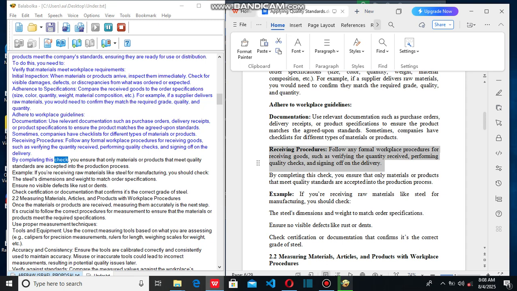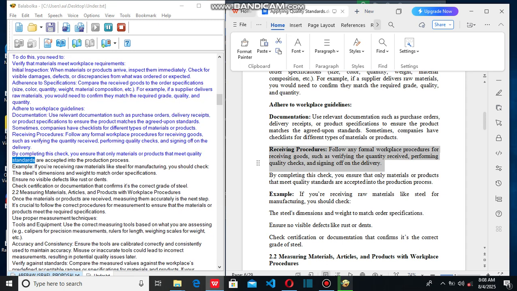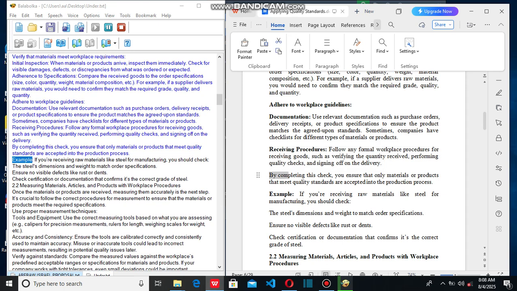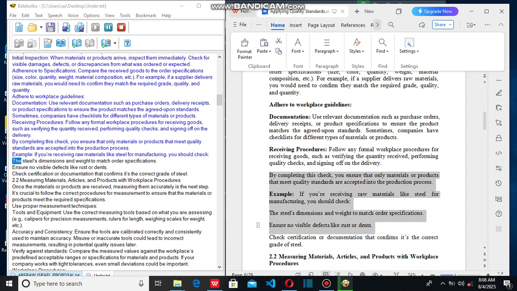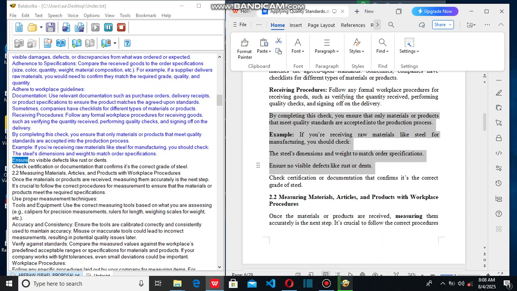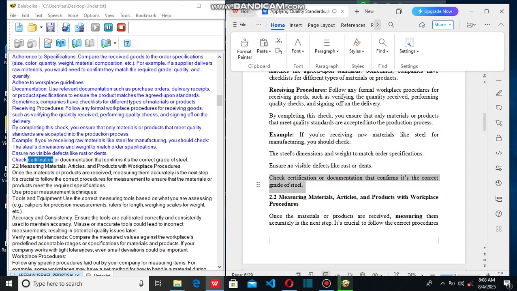By completing this check, you ensure that only materials or products that meet quality standards are accepted into the production process. Example, if you're receiving raw materials like steel for manufacturing, you should check the steel's dimensions and weight to match order specifications. Ensure no visible defects like rust or dents. Check certification or documentation that confirms it's the correct grade of steel.